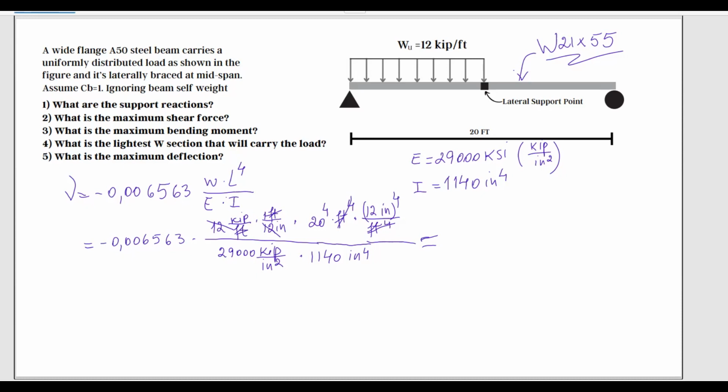There you go. And I get that the deflection equals minus, because it goes downwards. And I get maximum deflection. Here it's downwards, that's why it's negative. 0.6586. So I'm going to say 0.66 inches. There you go. And we have also calculated deflection.